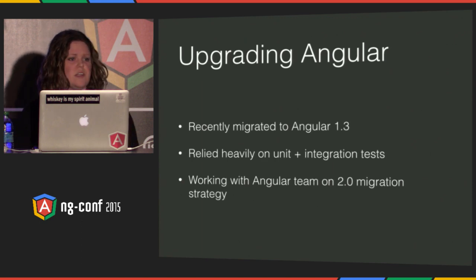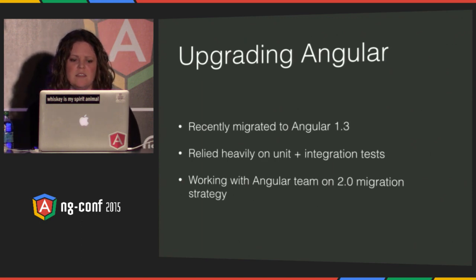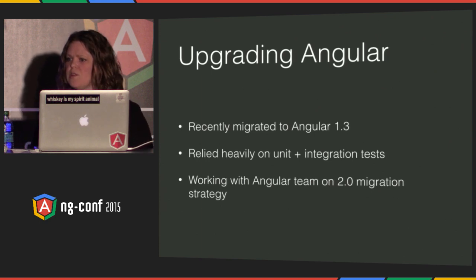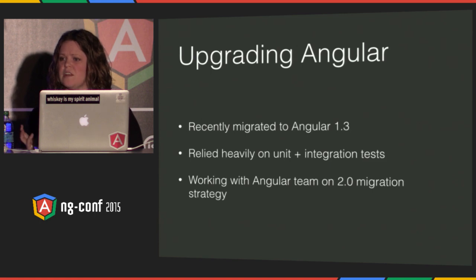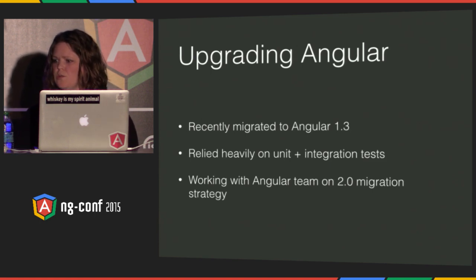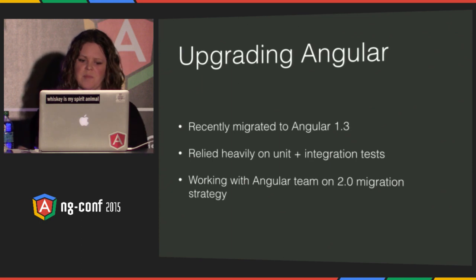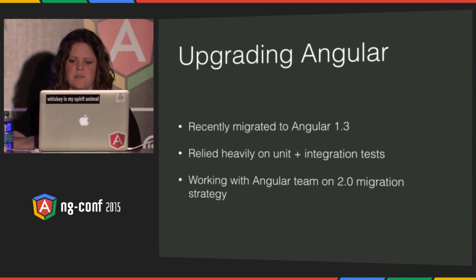Upgrading Angular is also another global change that you might need to make at some point. We recently migrated to Angular 1.3, and we're really looking forward to adopting 1.4. We relied very heavily on unit and integration tests to do that. So we ran through our entire tests, fixed anything that didn't look right, and then did some additional manual testing. We're working with the Angular team on a 2.0 migration strategy. I believe there's a talk this afternoon on that. So we're really looking forward to that change as well.